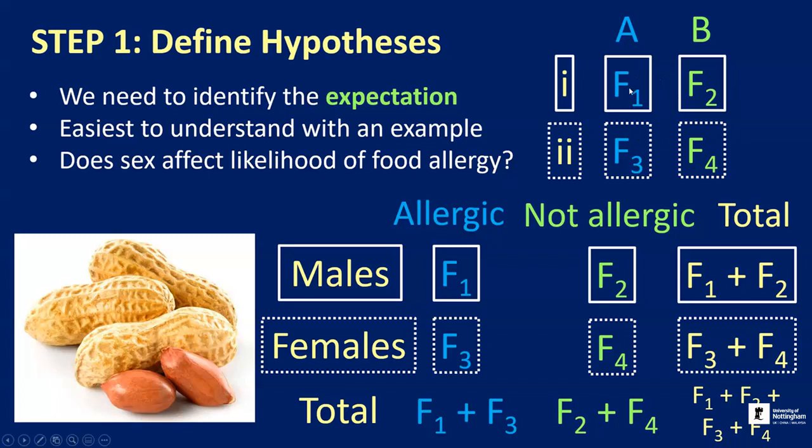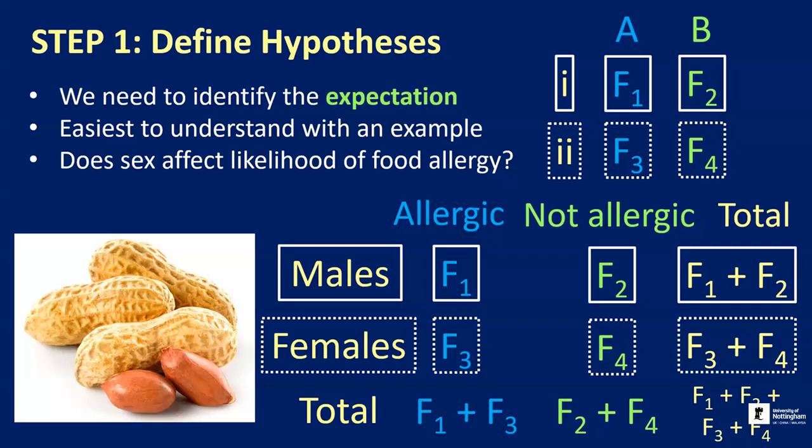So the data set, although this slide looks a bit messy, is quite simple in the sense that you've just got 4 frequencies. You can measure the frequency of men that have the allergy, men that don't, women that have the allergy, and women that don't. So we get 4 frequencies, F1 to F4. And there's 2 variables of interest here. Do they have the allergy, and what sex are they? And what we're going to do in order to test our hypothesis is, in this case our hypothesis is that sex has some kind of effect on the likelihood that you get the allergy. So the null hypothesis is going to be that sex has no effect on the likelihood you get the allergy.